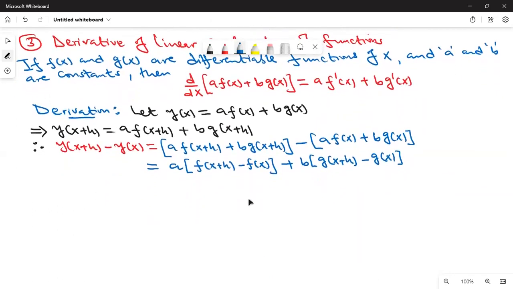Now, using now the first principle, let me use another color. Using the first principle.